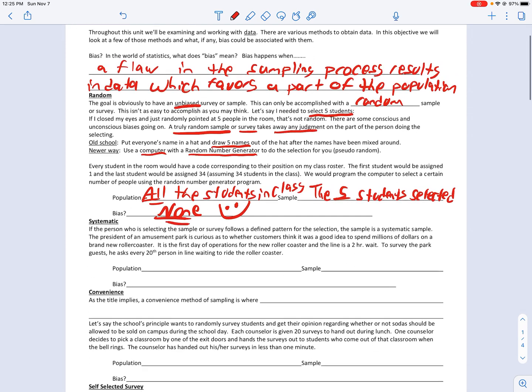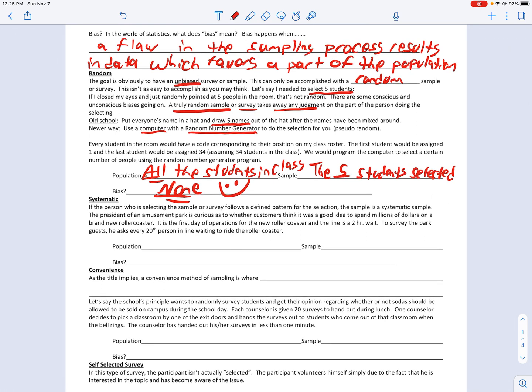Another approach is a systematic approach. This is where the person selecting a sample or survey follows a defined pattern. It's a systematic sample. Here's an example. The president of an amusement park is curious whether customers think it's a good idea to spend millions of dollars on a new roller coaster. On the first day of operation of the new roller coaster, the line is a 2-hour wait. They survey the guests, and they ask every 20th person. So it's systematic because they're asking every 20th person.